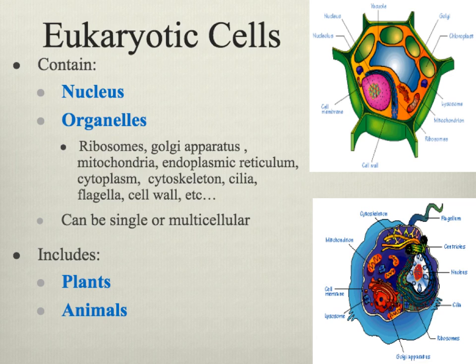Eukaryotic cells, on the other hand, are going to be more complex. They do have a nucleus, and we know that one of those organic compound groups is found in the nucleus. Think back, quiz yourself. What's found in the nucleus, or what stores our genetic information? That would be the nucleic acids, DNA and RNA. DNA is found in the nucleus.